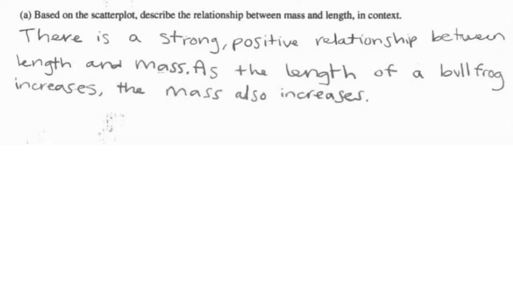All right, third student's example. There is a strong positive relationship between length and mass. As the length of a bullfrog increases, the mass also increases. P. They got strength. They got direction. They got context. So that would be a P.